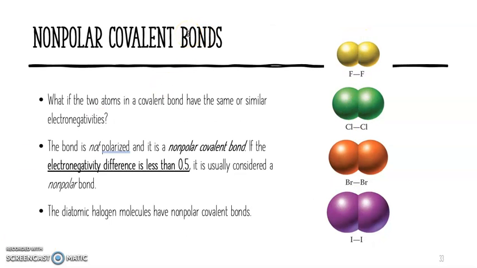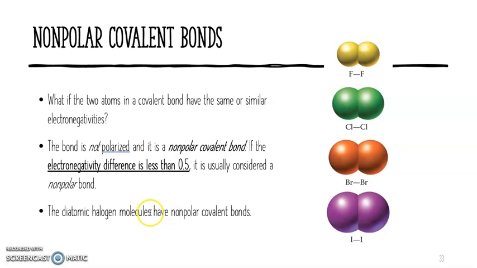For non-polar covalent bonds, what if the two atoms in the covalent bond have the same or similar electronegativity? Then the bond between them is not polarized and it's a non-polar covalent bond. If the electronegativity difference is less than 0.5, it is usually considered a non-polar bond.